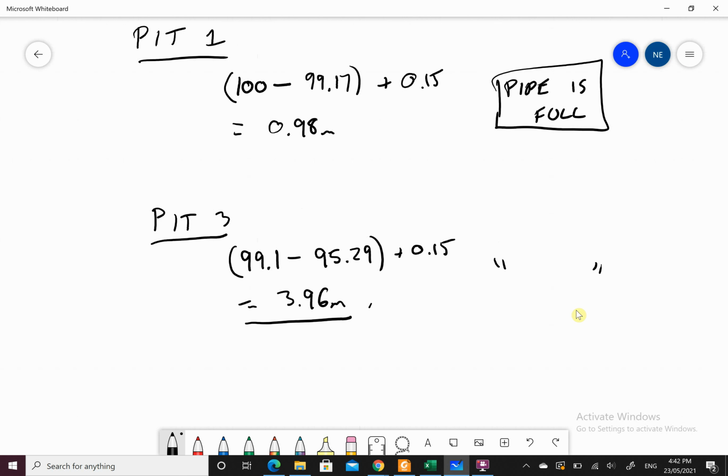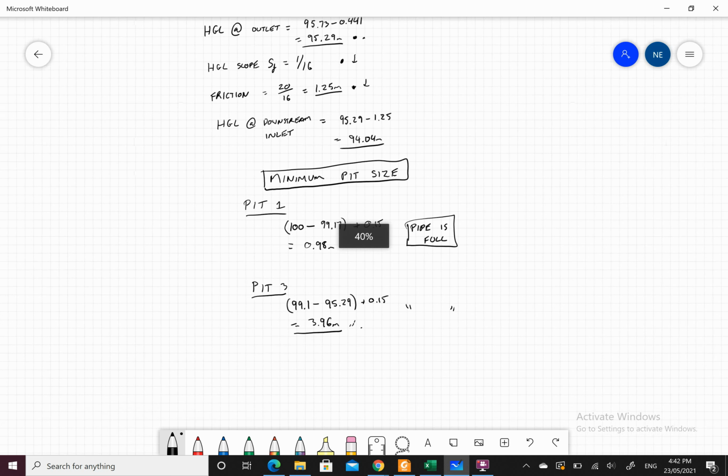Now what we can see is this is quite deep for pit 3, and pit 4 is going to be even more deep. And so we get a huge cost for constructing these, especially excavation. If we increase our pipe diameter, say to a 225 or to a 300mm pipe, we will reduce the shock loss in here. We will reduce our hydraulic grade line slopes, so we won't need such deep pits.